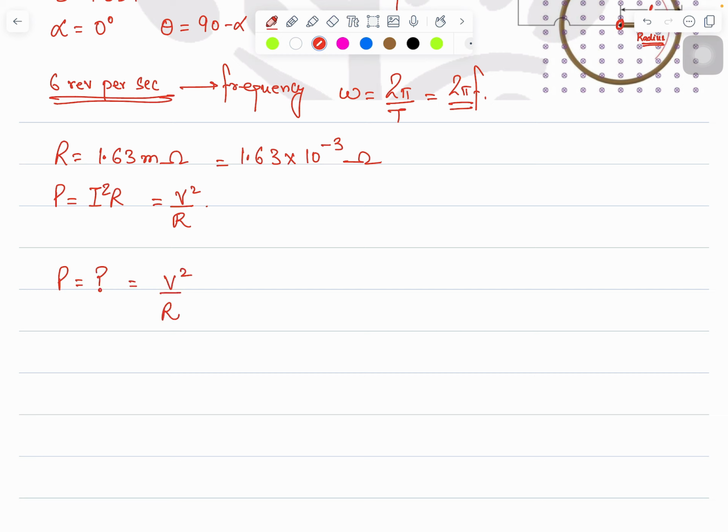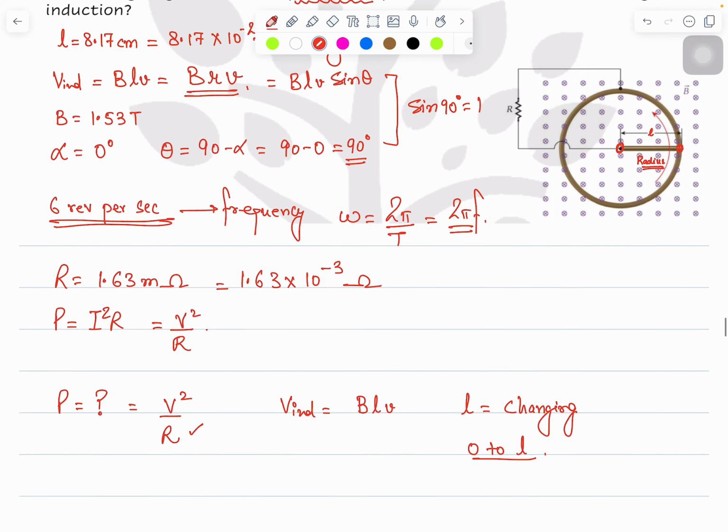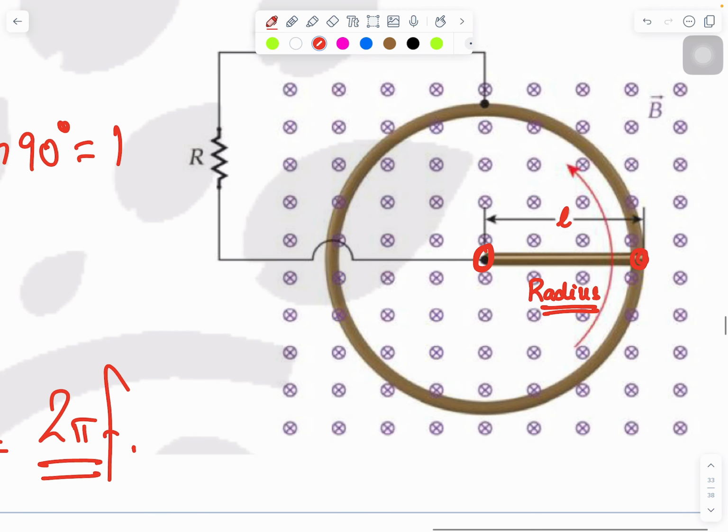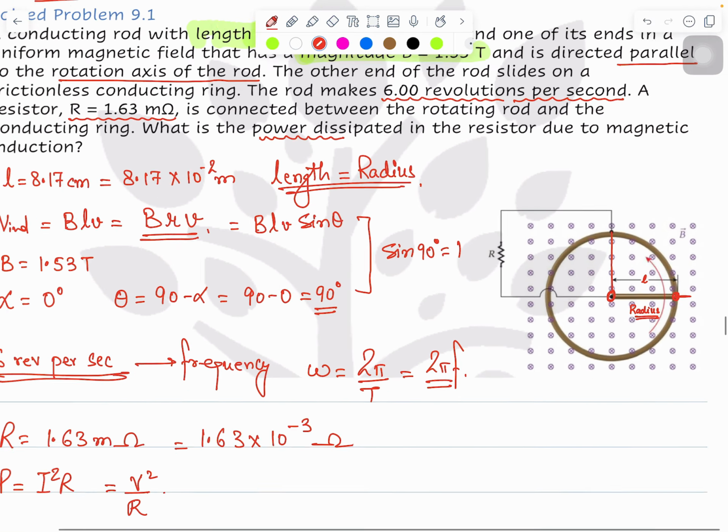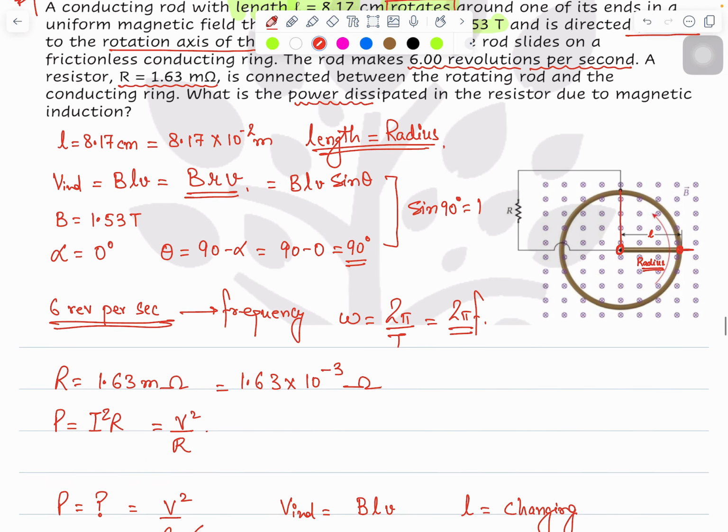Okay, what is the formula? V square over R. Okay, R we know. V induced is BLV, where length L is changing. From where? It starts from 0 to capital L. Here, just check how it is changing. You can just check from here it starts, and this is the complete circuit. So it keeps on moving. Fine. Okay, and it is also making the 6 revolutions per second.